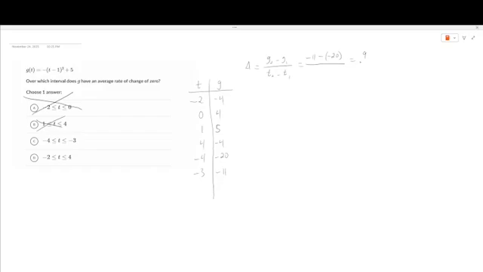And then we would have t. So negative 3 minus negative 4. So it would be positive 1. So that's not an average rate of change of 0, because it averages out to be 9, which is not even close. So since all of these aren't the correct answer, the correct answer would be D.